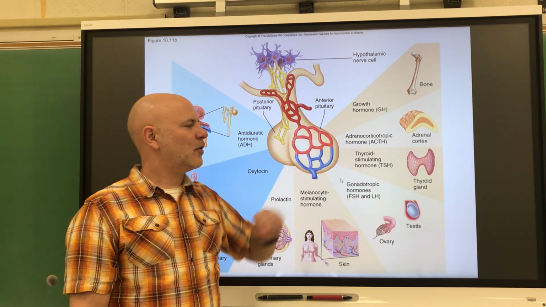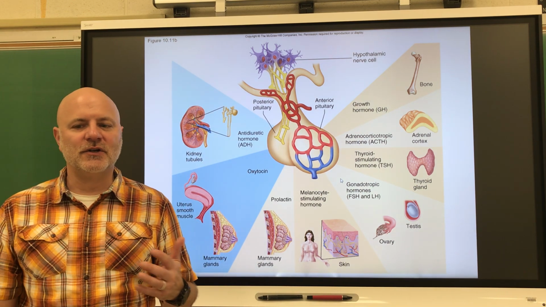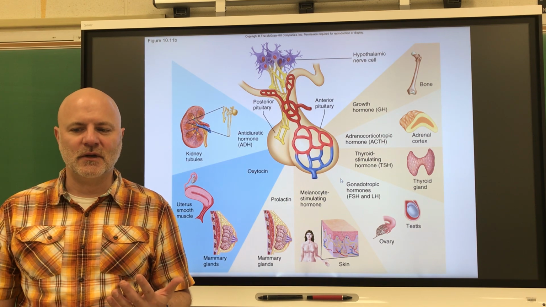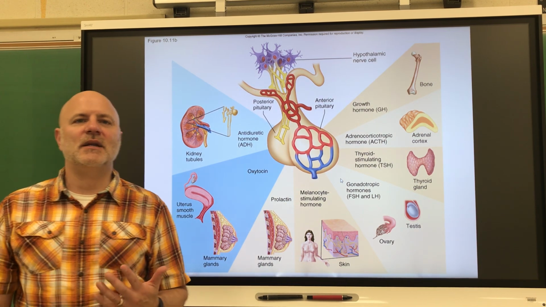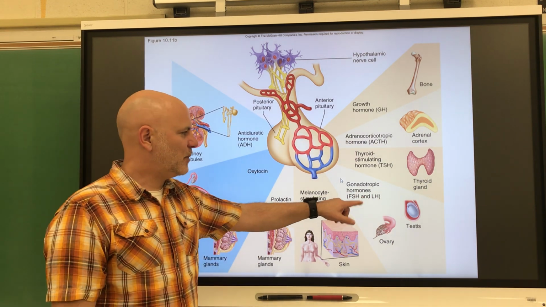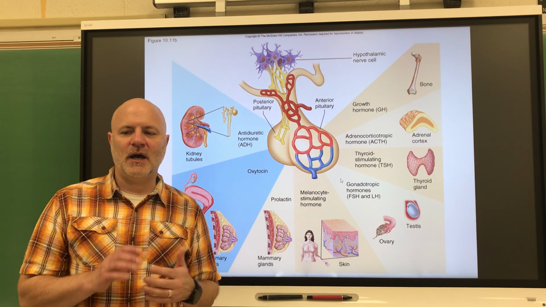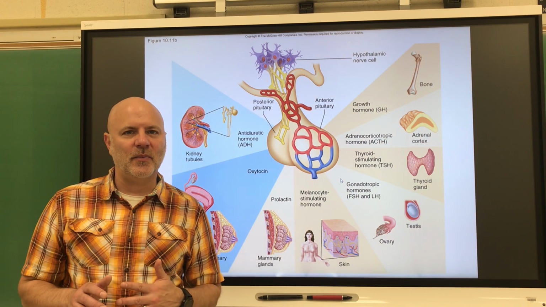Next is adrenocorticotropic hormone, or ACTH. And this is going to cause our adrenal cortex to secrete corticosteroid hormones, and that's going to help the body resist stress. Next are gonadotropins. All right, so gonadotropins are hormones that exert their actions on the gonads or the reproductive organs.